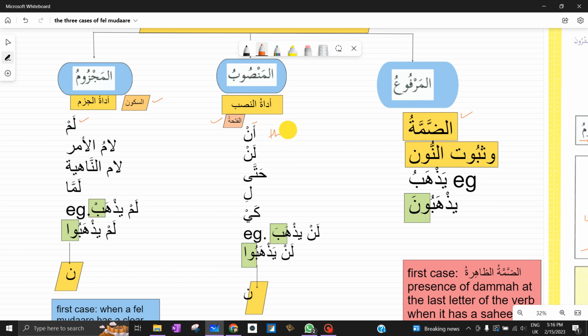An means that. Lan, will not. Hatta is so that. Here it does not mean until; here it means so that. Li is for. Kai, so that. It's the same. These 2 are the same, hatta and kai.